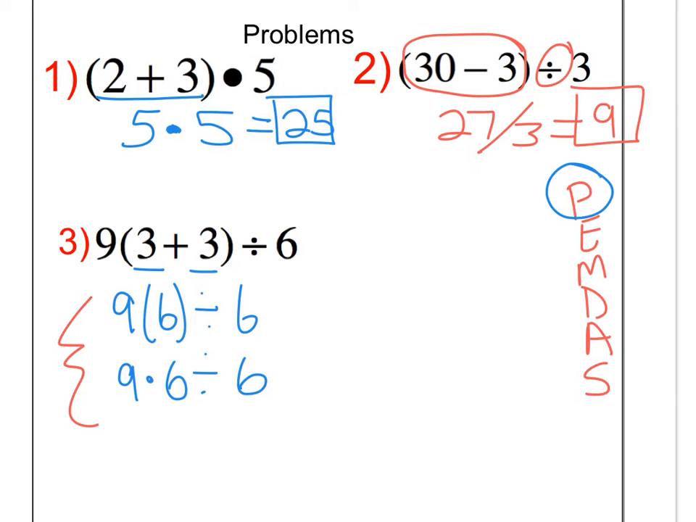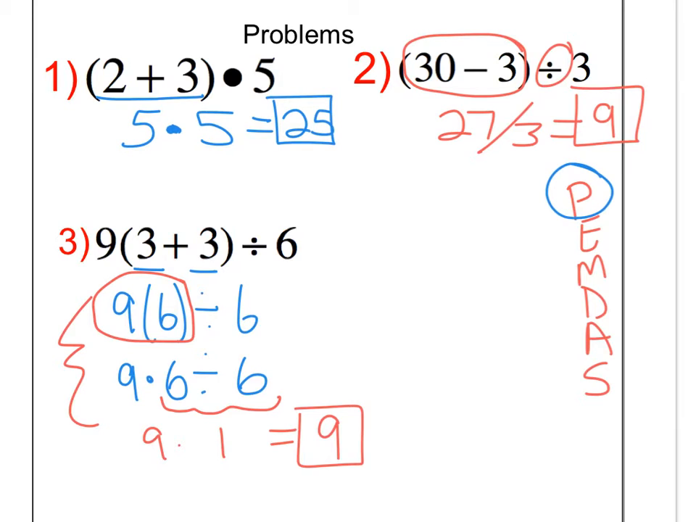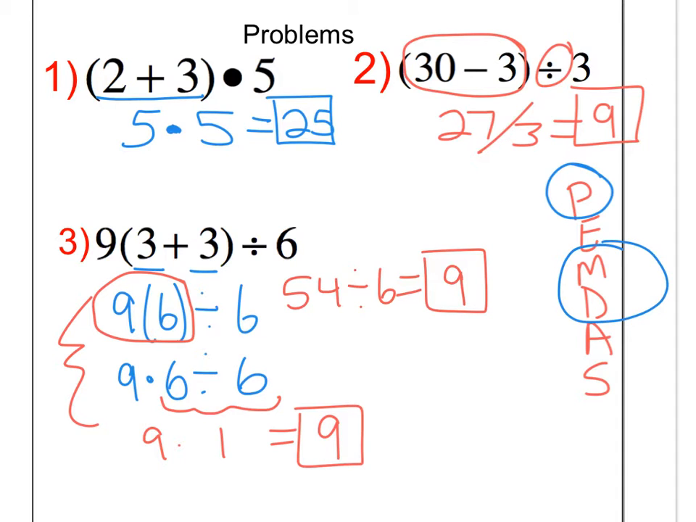So for example, if I wanted to divide first, 6 divided by 6 is 1, and 9 times 1 is 9. If I wanted to multiply first, 9 times 6 is 54, and then I would get 54 divided by 6, which gives me 9 as well. So it doesn't matter which order you do the multiplication and division in, they go together, just like addition and subtraction also go together.